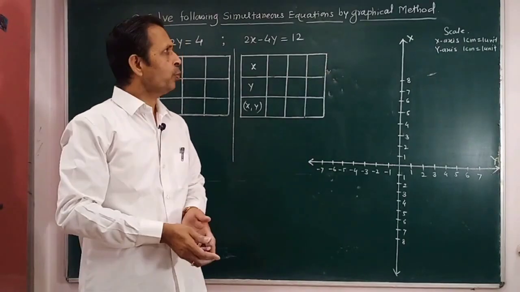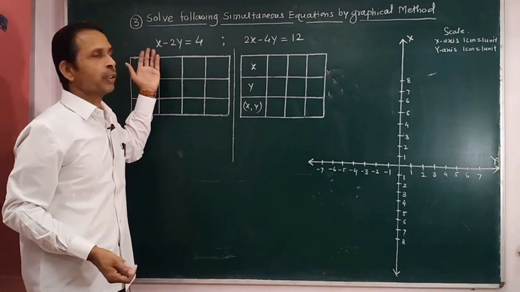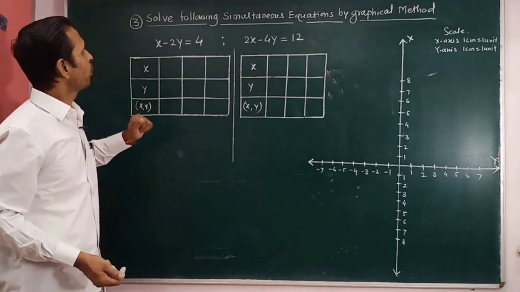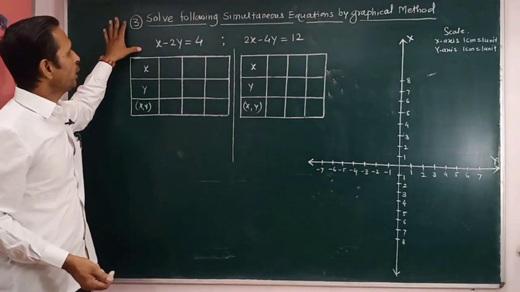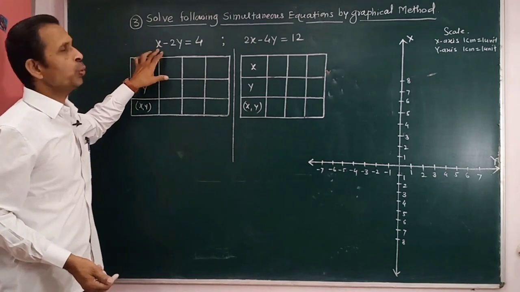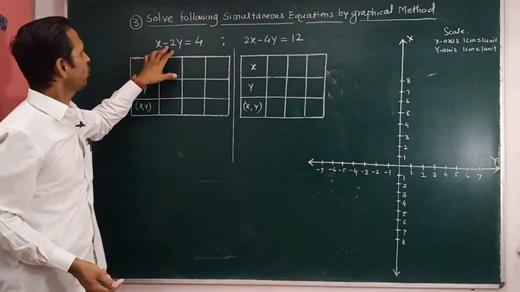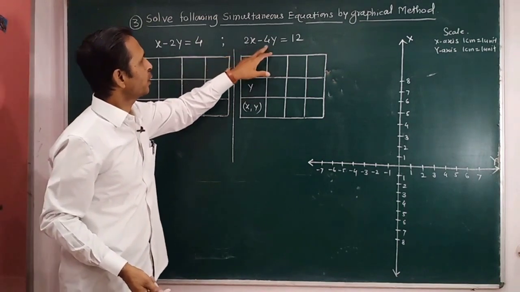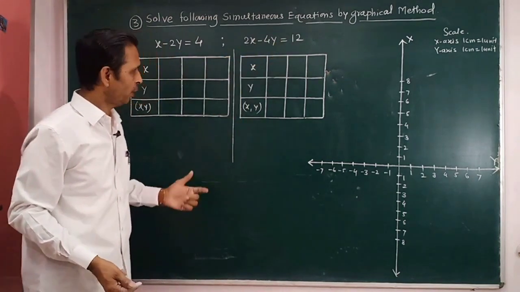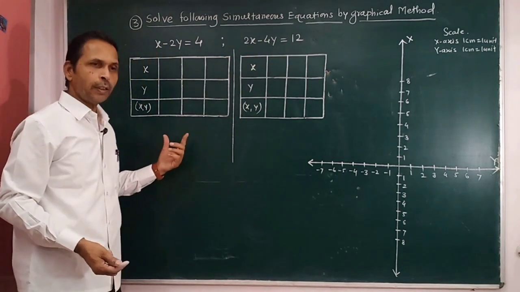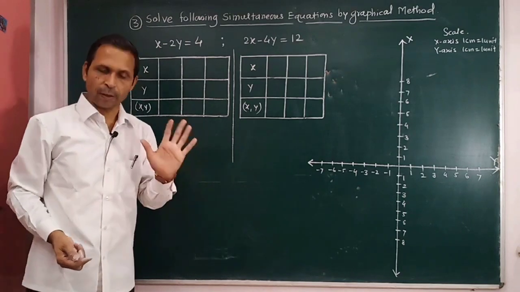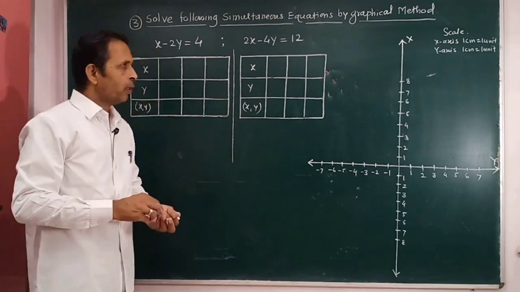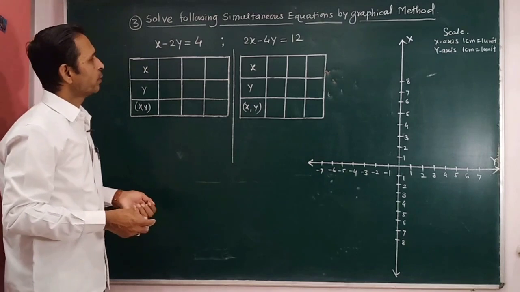Now let's try to solve this example. This is the third example. In this example we are given two equations, x minus 2y is equal to 4 and 2x minus 4y is equal to 12. We have to solve these equations graphically. Now let us try to solve it.